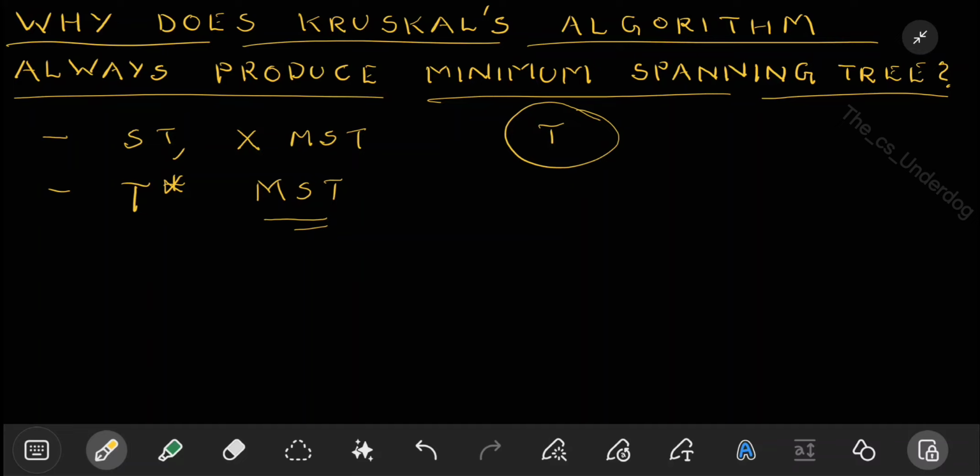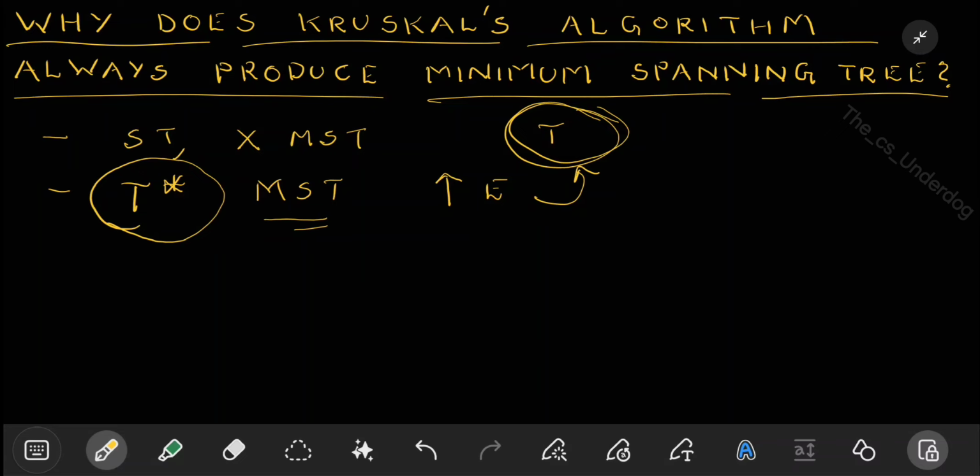And let us say this T star, that is the true minimum spanning tree, is having the maximum number of edges in common with T. This is our assumption. So we are assuming that T star is the minimum spanning tree which is having the maximum number of edges in common with T. So T is the tree that we obtained from Kruskal's algorithm. So this much is the assumption that we are making.